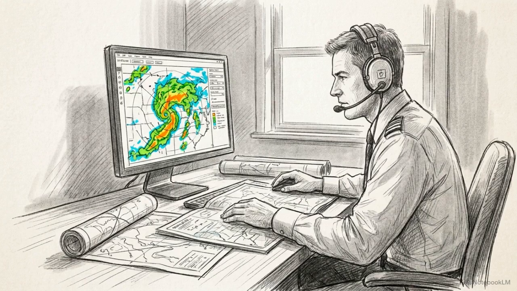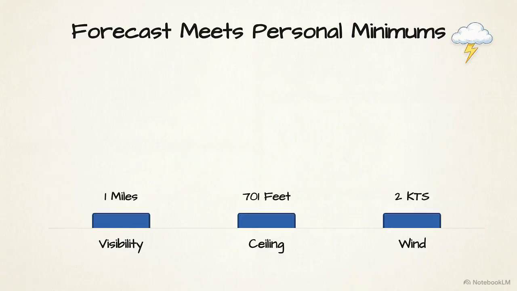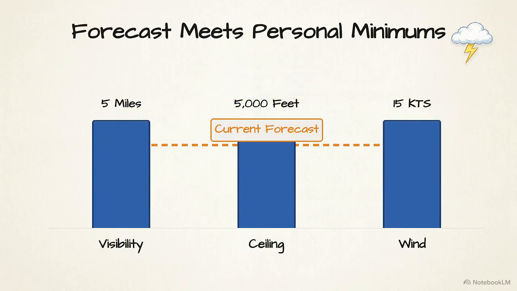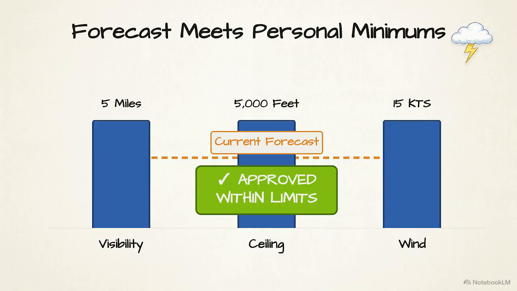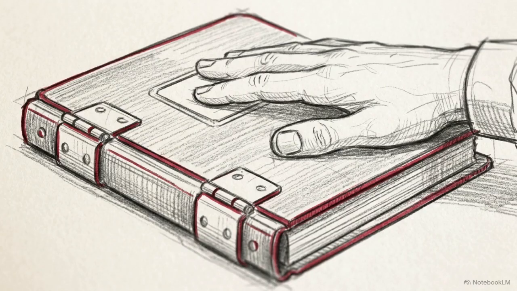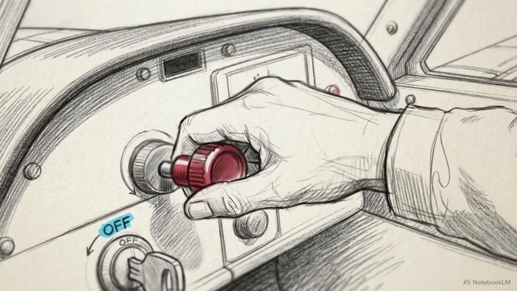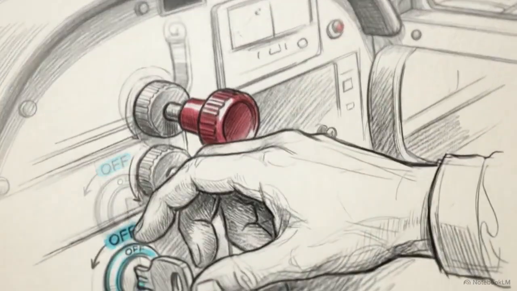Step 1 is checking the environment. Call flight service or go online to get a standard weather briefing. Take that forecast and immediately compare it against your personal weather minimums, your own predefined limits for visibility, ceilings, and wind. If the forecast exceeds any of your personal minimums, the flight stops here. This is the go, no-go decision. It is the single most critical command choice you will make, dictating whether the aircraft leaves the ground at all.